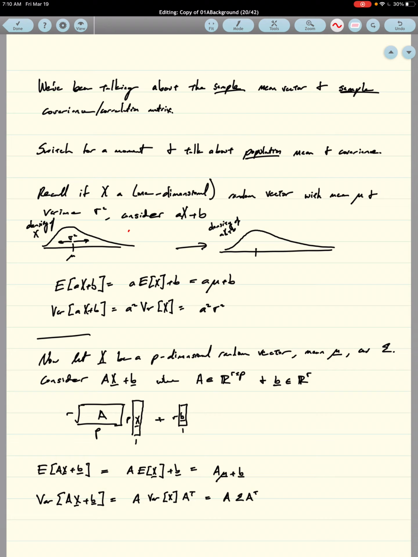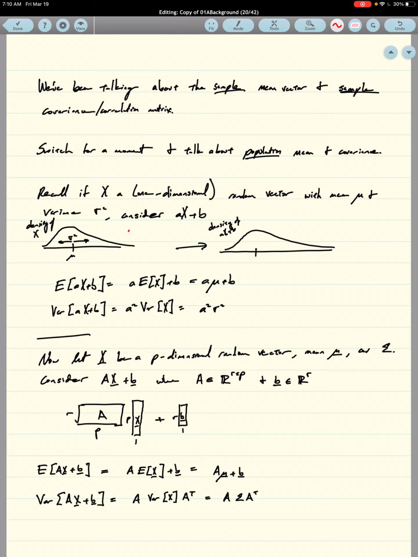If I want to find the mean of my new random variable aX plus b, then because expectation is linear, I can move it inside, and I have a times the expected value of X plus b. And of course the expected value of X is mu, and so we end up with the new mean of a times mu plus b.